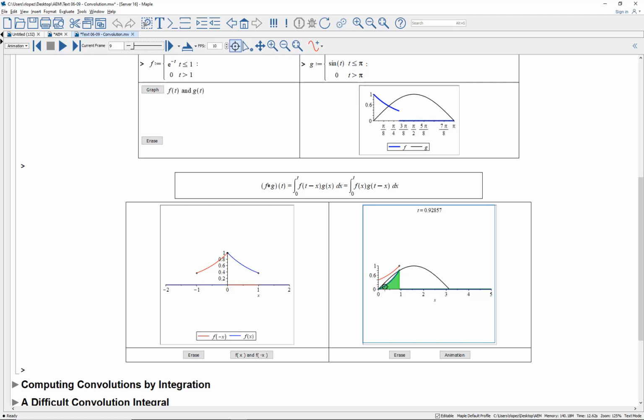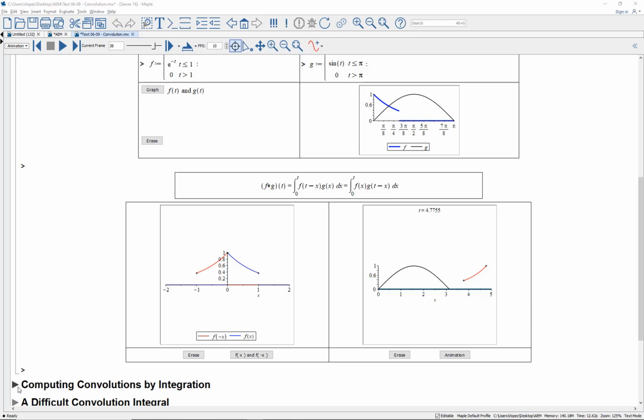And it is the area under that green curve that this convolution integral is computing. And so the amount of green is the value of the convolution. So you can see it starts out at 0, it increases, and then it decreases, and goes back to 0. So here is a visual of what the convolution integral accomplishes.